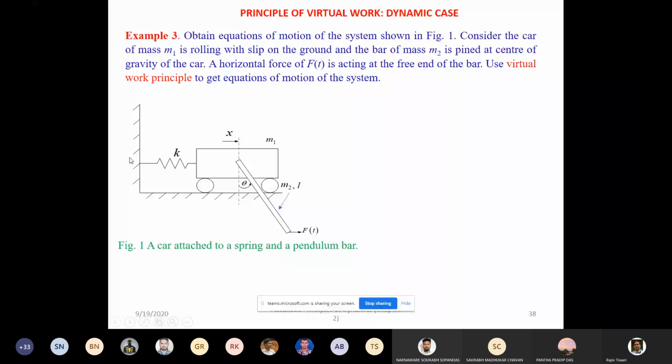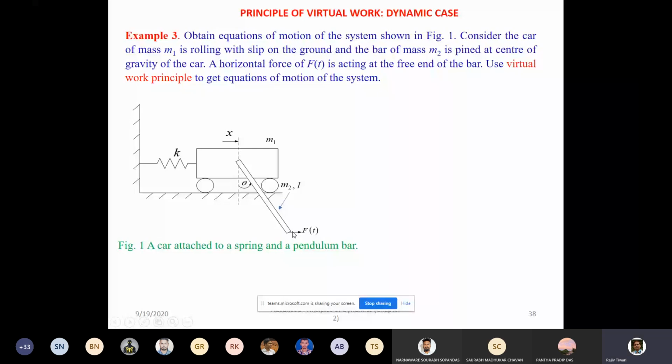The stiffness of the spring is K. The car mass is M1. The bar mass is M2, and the length is L. The force we are applying at the free end, the other end of the bar, is F(t), a time-dependent force.